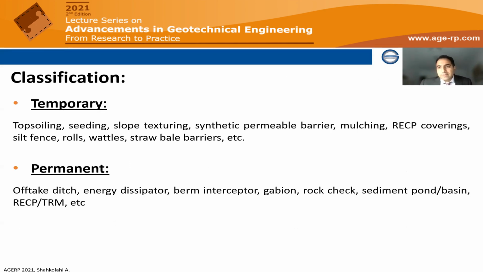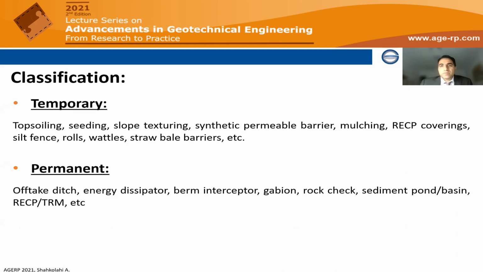Another classification, no matter which technique we use, is whether we have a temporary solution or a permanent solution. A temporary solution controls the erosion temporarily, because after the construction is finished, the source of erosion is gone, so we don't have any erosion anymore. Or we want to control the erosion in the meantime until vegetation grows. After vegetation grows, we rely on vegetation to take care of erosion control.